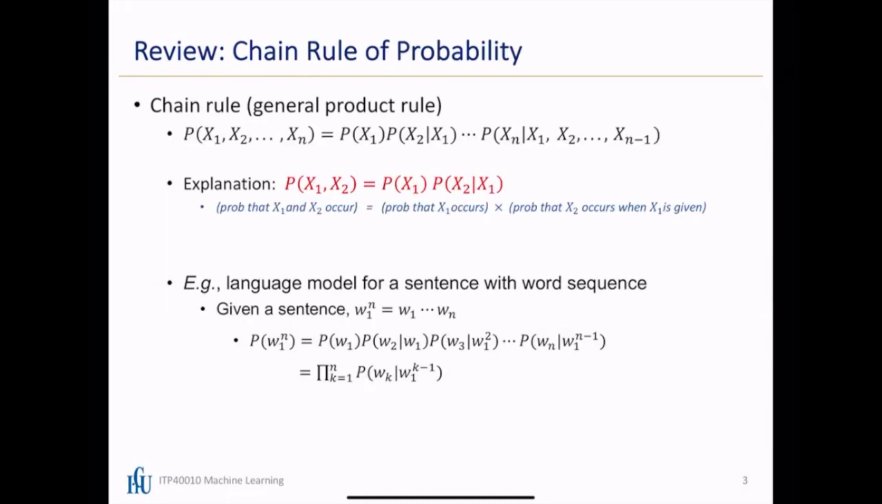Let's review some of the previous stuff. So we discussed the chain rule of probability last week. The chain rule of probability is, first of all, the general product rule.